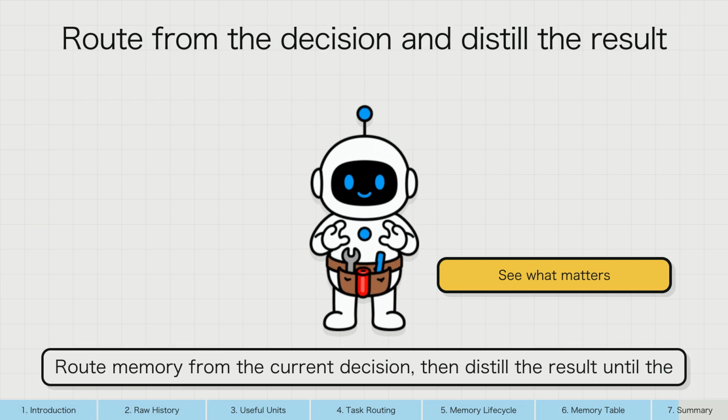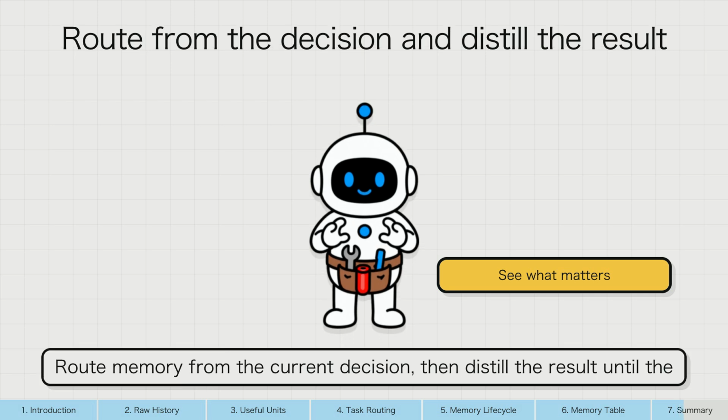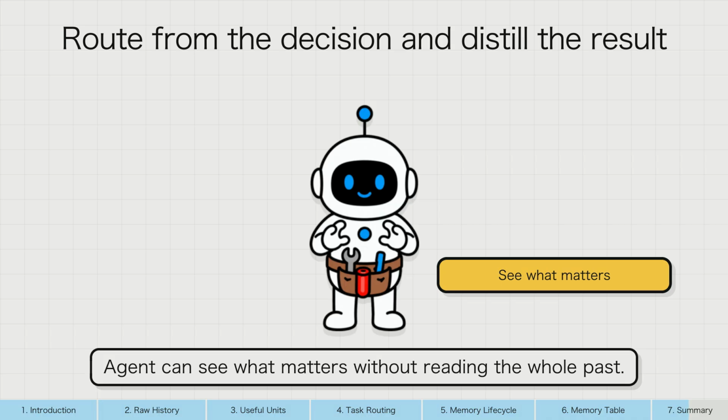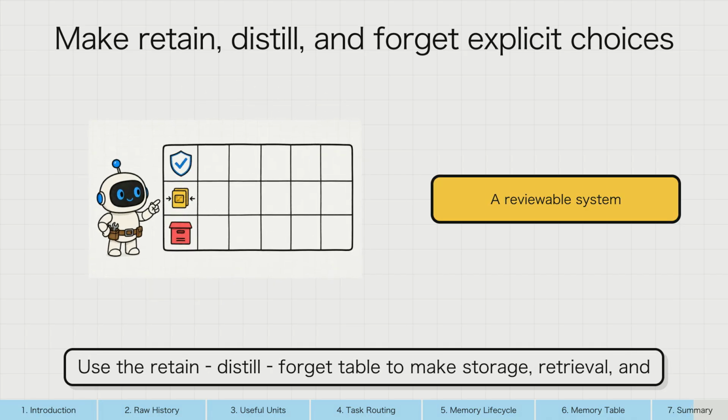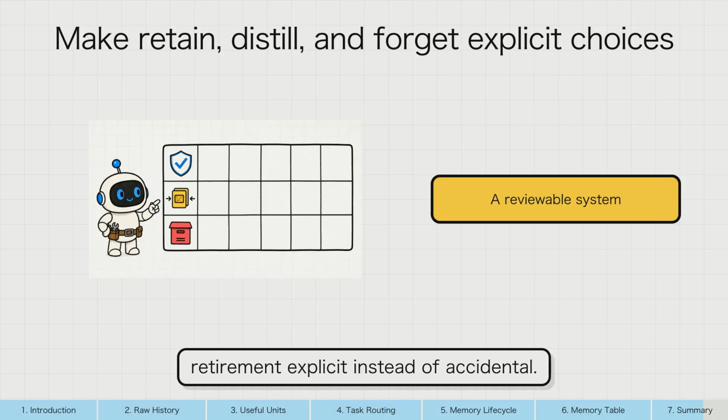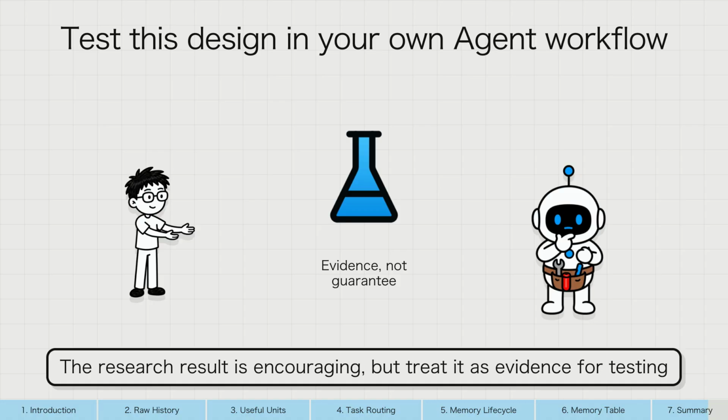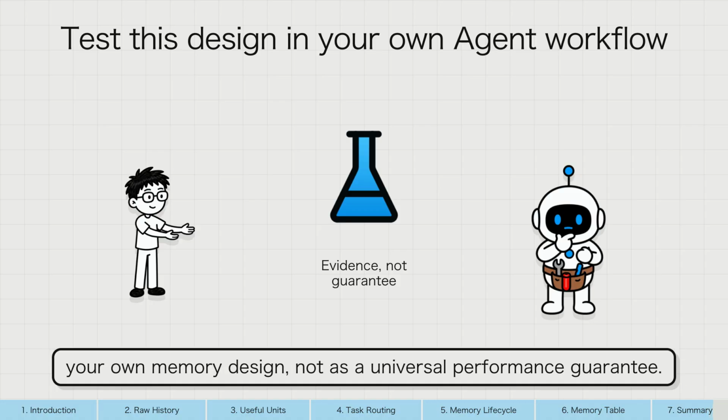Route memory from the current decision, then distill the result until the agent can see what matters without reading the whole past. Use the retain, distill, forget table to make storage, retrieval, and retirement explicit instead of accidental. The research result is encouraging, but treat it as evidence for testing your own memory design, not as a universal performance guarantee.